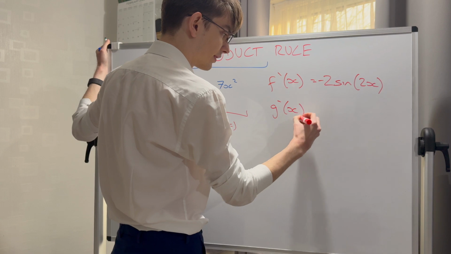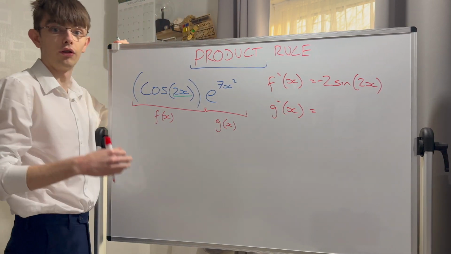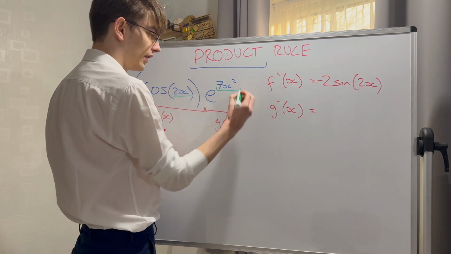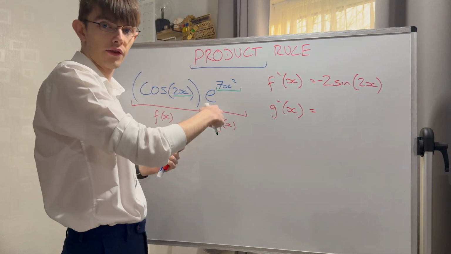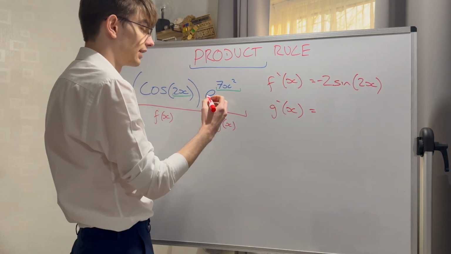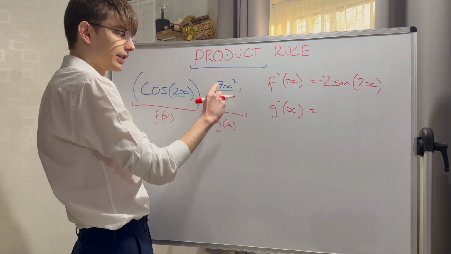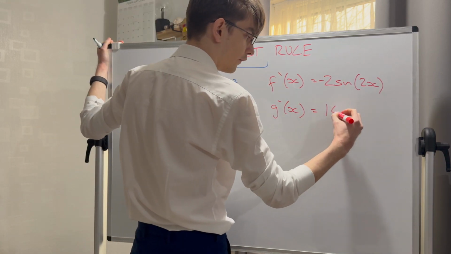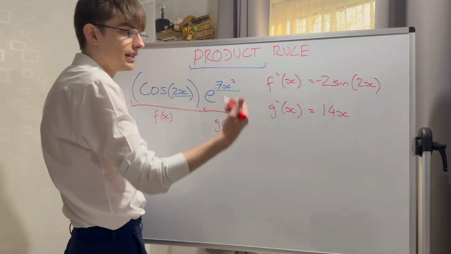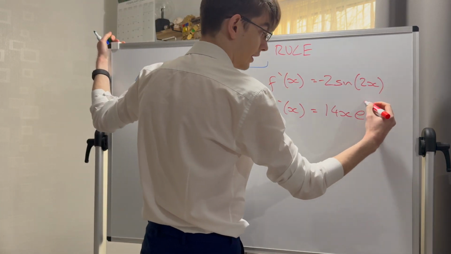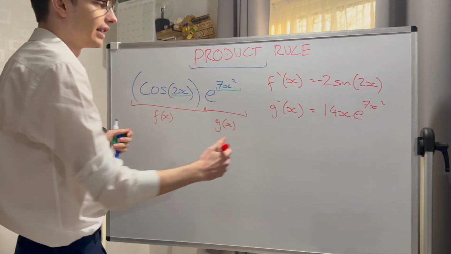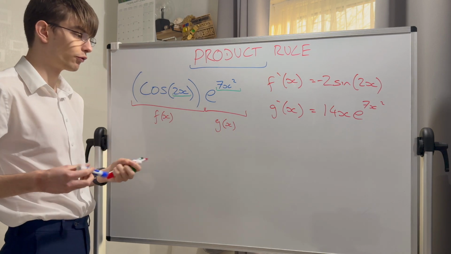Now let's do the same for the second one. So g prime of x. Well, once again, let's just work through our chain rule. We have got a function, in this case 7x squared, within another function, which is e to the something. So to differentiate this, I'm going to end up with getting the derivative of 7x squared, which is 14x, and multiplying it by the standard derivative of e, which keeps everything the same. So I've got my two derivatives, and now I can apply my product rule.